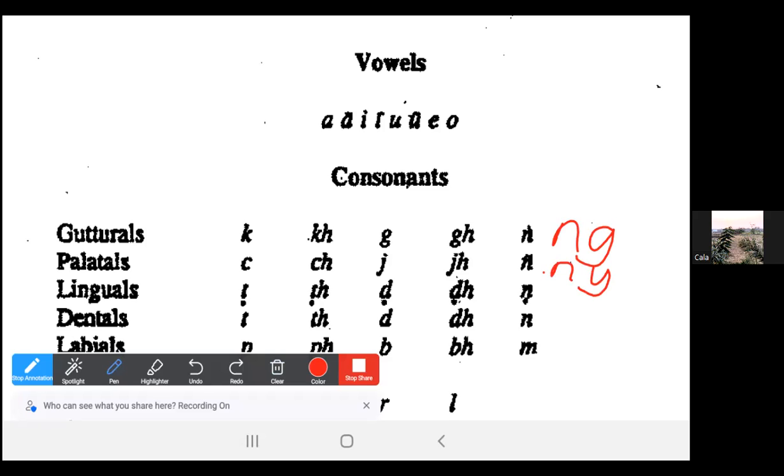Okay. So ka, ga, nga, something like the nga sound. Okay. Palatal is a little bit, I think it's the same as Malay. So cha. Everybody follow me. Cha. Ja.